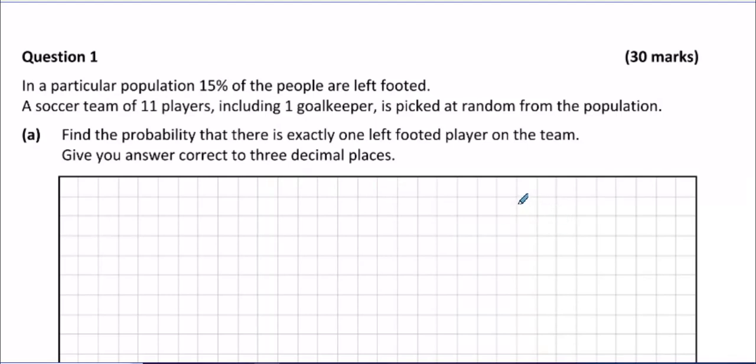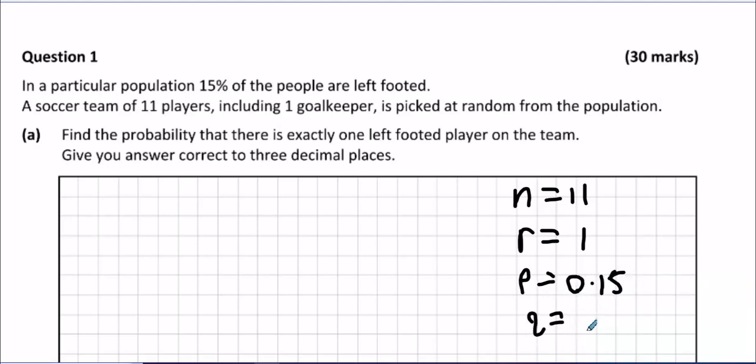Well, you're going to pick 11 people. You want one of them to be left-footed. Your r value is 1. Your probability of getting somebody that's left-footed is 0.15. Your probability of getting somebody that's right-footed is 0.85. So you do the binomial expansion.